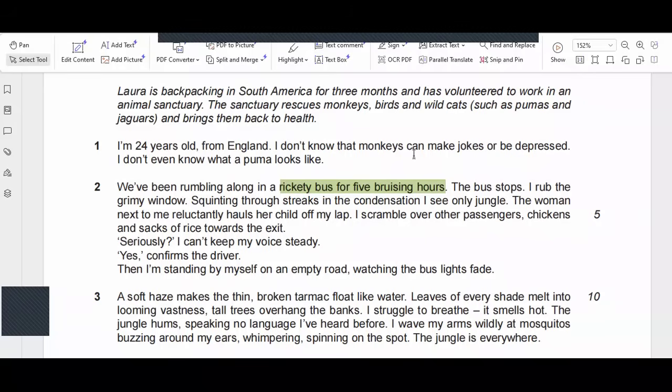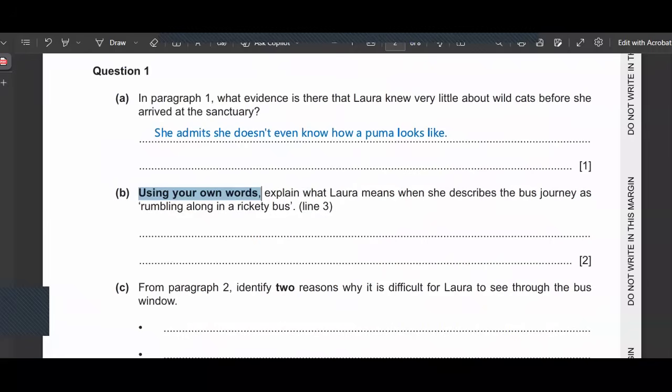So in the question, we are supposed to answer by using our own words. The usage of the word rickety is basically giving us an expression that the journey she has had was not comfortable. We have been rumbling along in a rickety bus for 5 bruising hours. This means that during the way, she might have encountered very unmaintained roads, or the condition of the bus might have been the main reason to make the journey very uncomfortable, right? So we are supposed to answer our question in our own words.